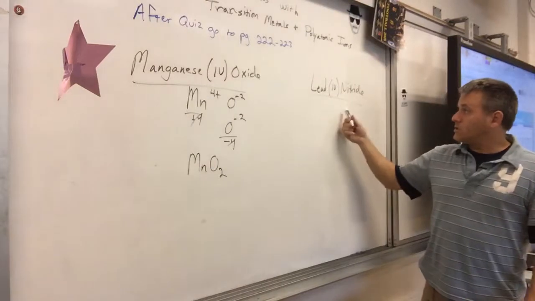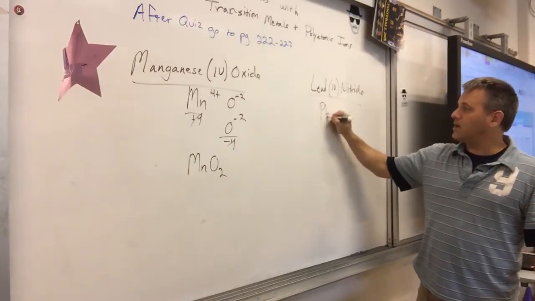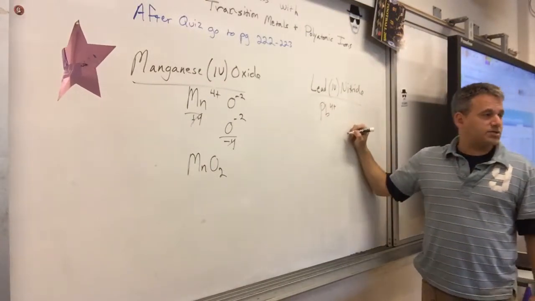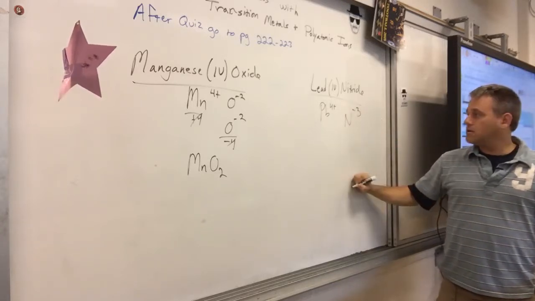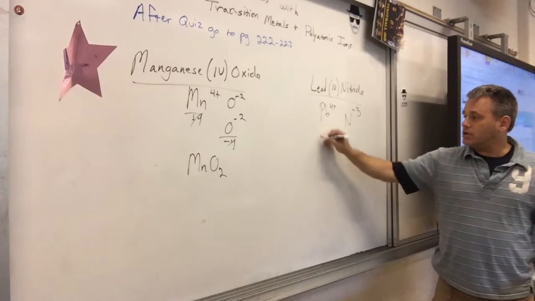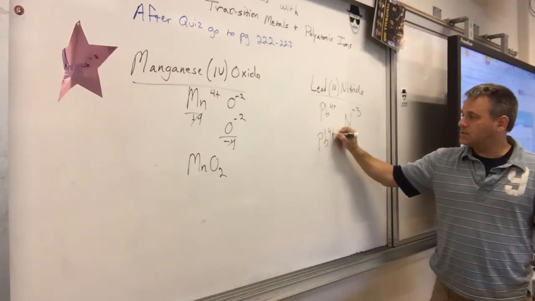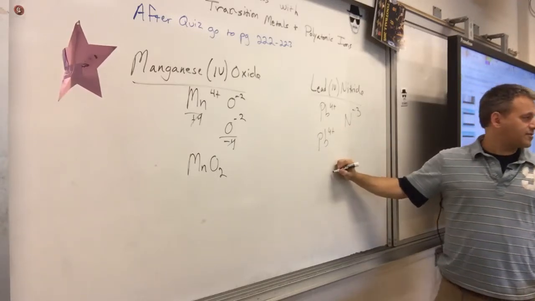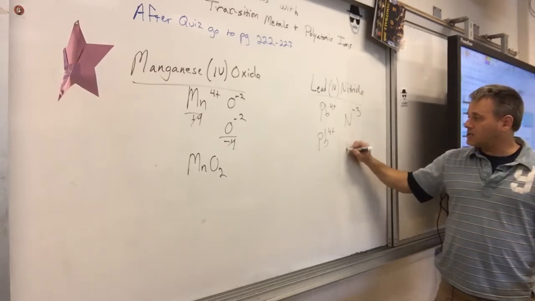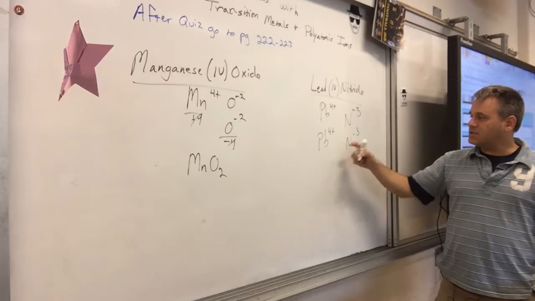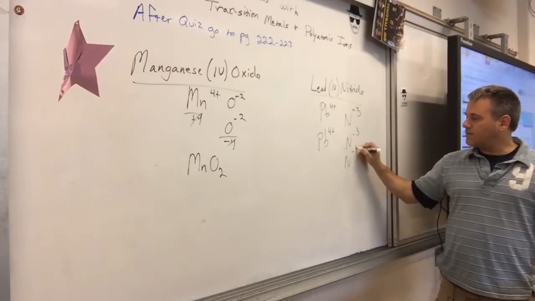Okay. Lead, Pb 4 plus. Nitride, what's a nitride? N negative 3. So you're going to need 2 Pbs. I think you're going to need 3 Pbs. Yeah, it's 3, because you have negative 3. That's 6. Negative 3 again.